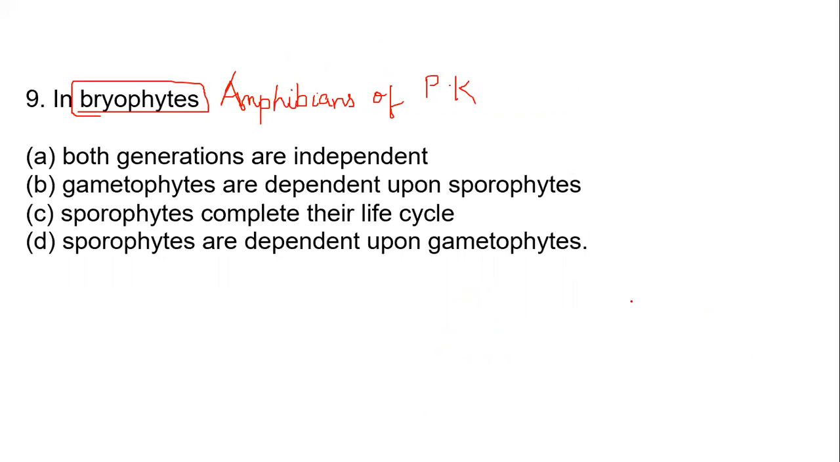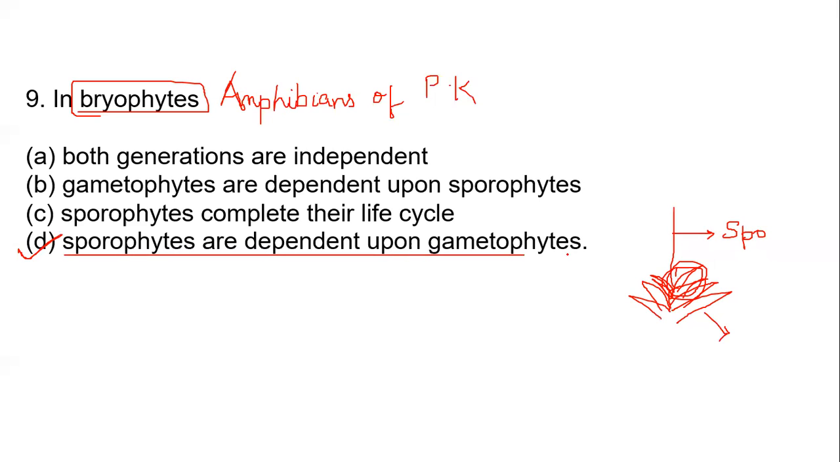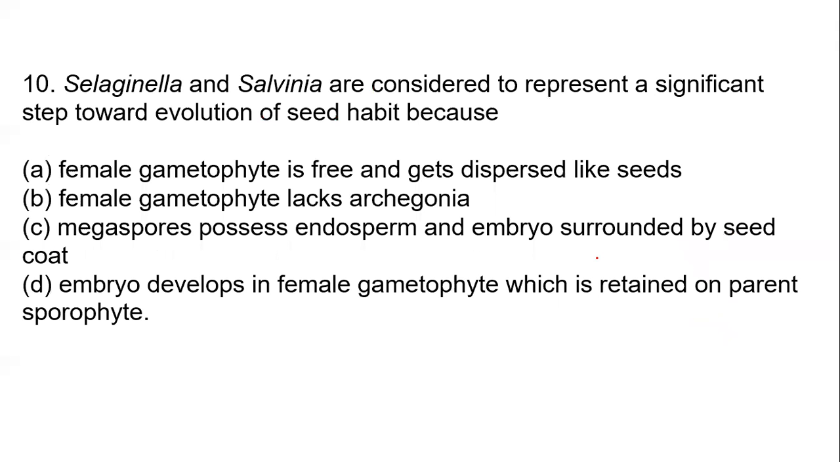You know that in the bryophyte, the leafy stage, you will call them as what? The gametophyte. And the rest of the part, the foot, seta and capsule, you will call them as the sporophyte. And the sporophyte is dependent on the gametophyte, right? So sporophyte are dependent on the gametophyte. Okay. So correct answer for question number 9 is option D. Moving on to question number 10. Selaginella and Salvinia.